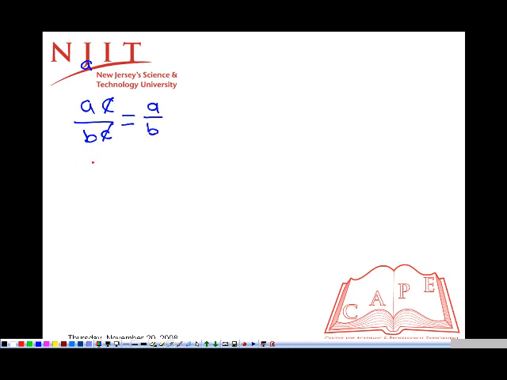Another example. If you have b a over a d. So what's common on the top and the bottom? The a's, right? So we cancel out the a. And what's left? B over d.